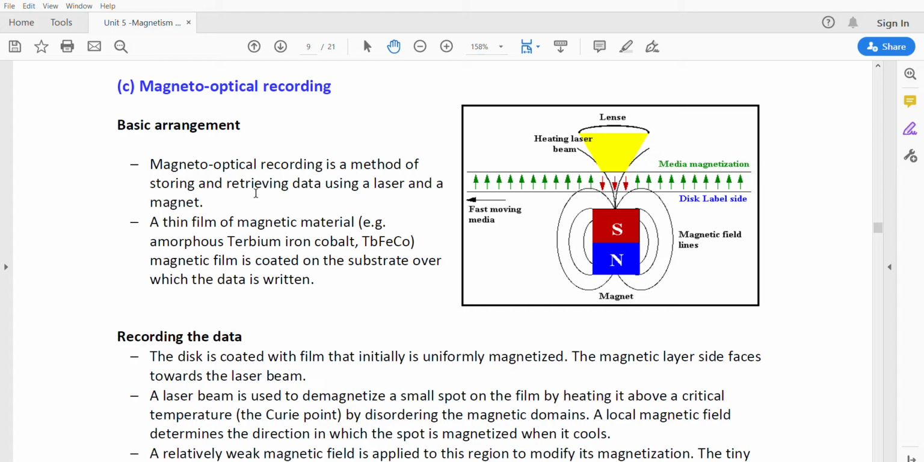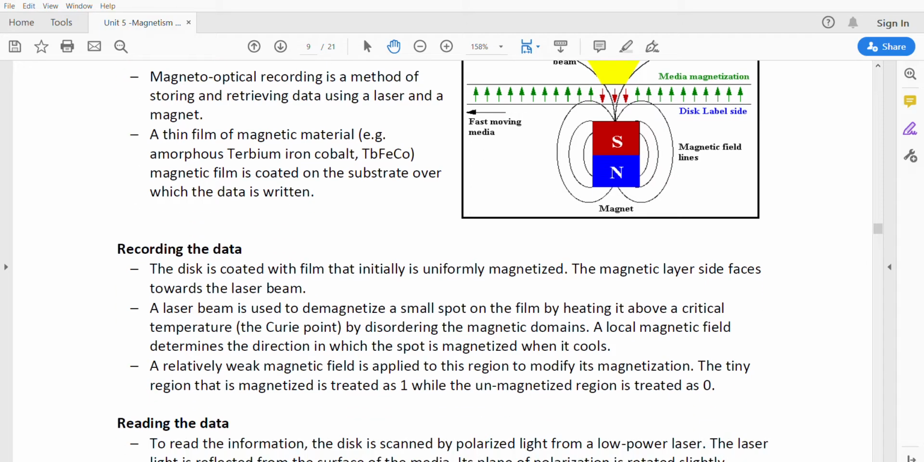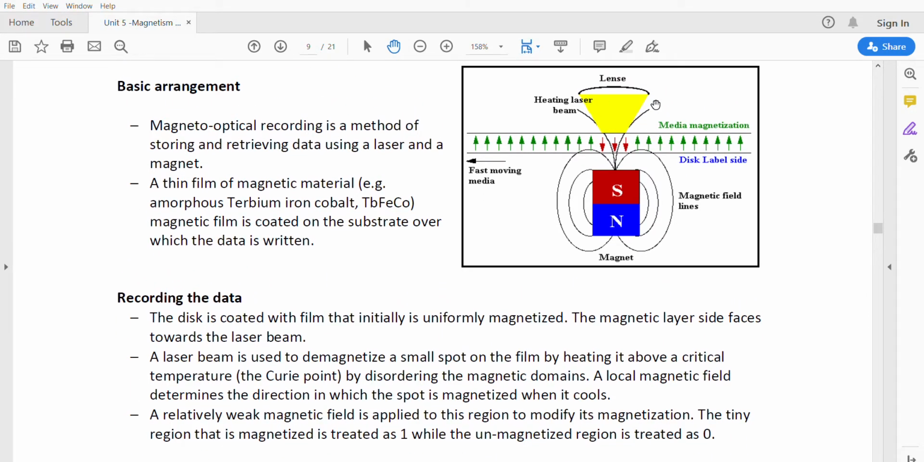Here we are taking the medium which can be magnetized. Here a thin film of magnetic material is taken. That magnetic film is coated on a substrate on which data is written. Here a magnetic material is taken on which the data is to be stored. Here we can see we are using the laser beam to store the data, and to read the data also we will use the laser beam.